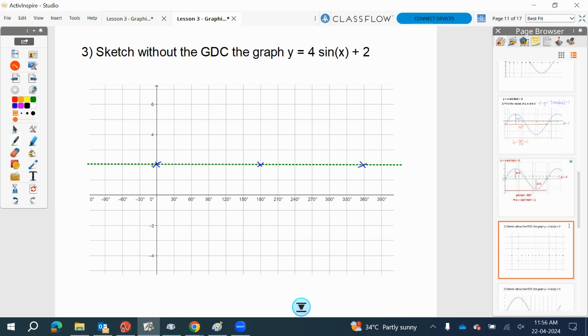Next, the amplitude is 4, so the maximum is going to occur here, and the minimum is going to occur here. The maximum is going to be 4 up from that, the minimum is going to be 4 down from that. So we can sketch our curve. We might need to get this one in here. Like that.